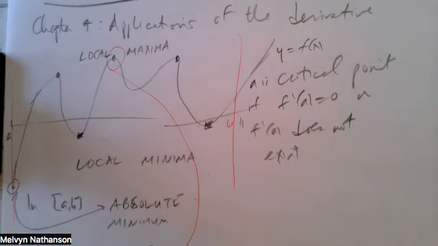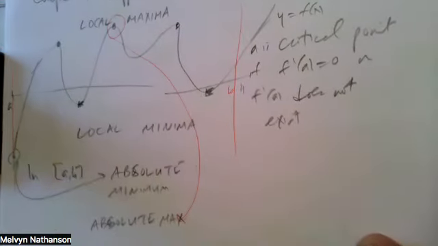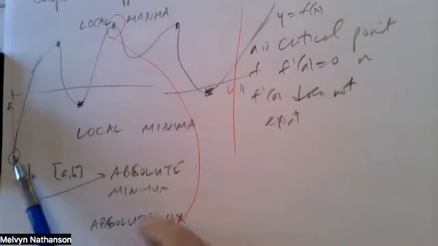So if you're looking for the absolute maximum or minimum on a closed interval, you look at the local minima and maxima, and you also look at the values of the function at the endpoints. And the absolute maximum and minimum will occur at one of them.